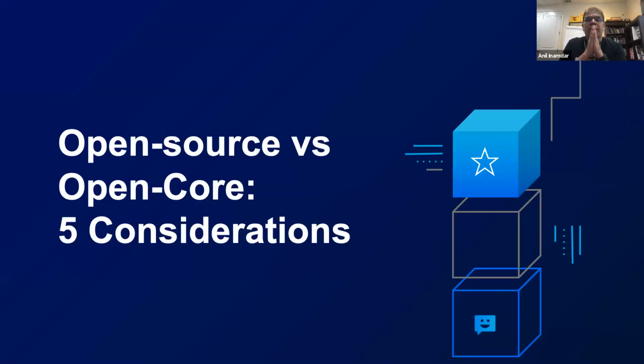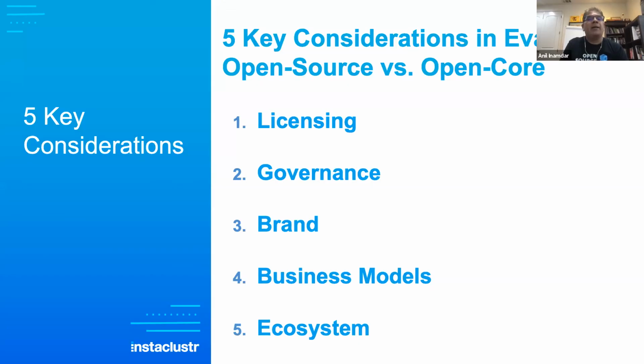All right, so some of the considerations when we have to decide between open source and open core. Some of the things you should focus on, and I have identified five items: licensing, governance, brand, business models, and ecosystem. Let's take each one by one.